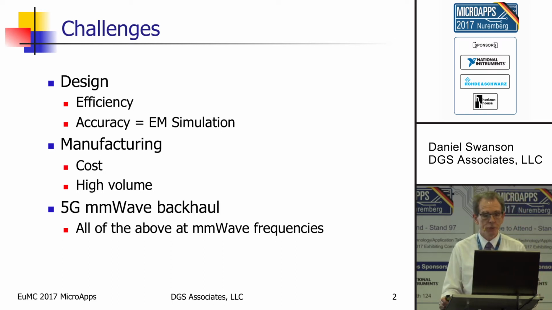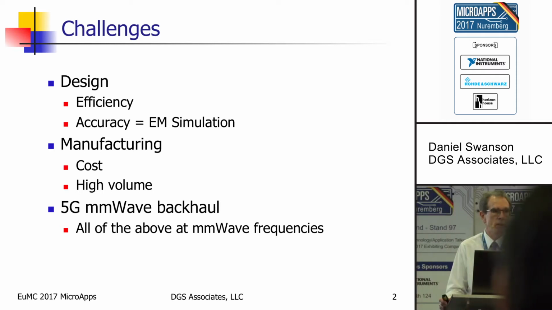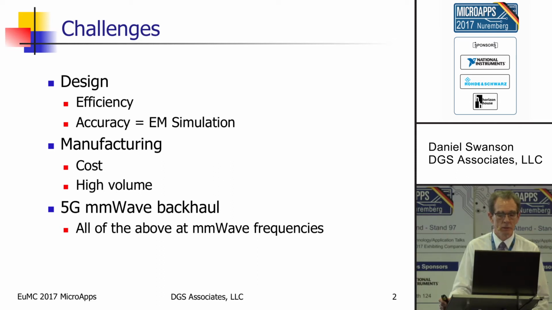And then, of course, in manufacturing, cost is a key issue. And in commercial products like cell phones or the cell phone network, high volume is, of course, an issue. We probably should have put cost up in the design category as well, because if you're not designing for cost, you're never going to get there if you just throw it over the wall into manufacturing. And then in the 5G world, we'll say a few words about the millimeter wave backhaul. Everything above applies to that problem, but now we're doing it at millimeter wave frequencies instead of lower frequencies.